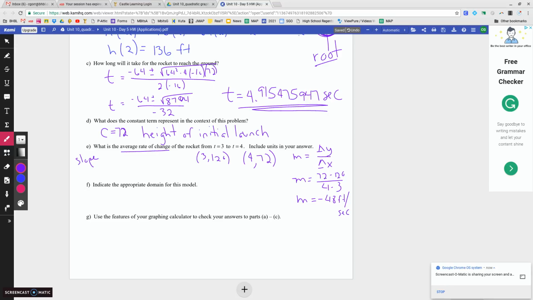Now, indicate an appropriate domain for this model. Where did I hit the ground? I started at 0, and I landed on the ground at about 5 seconds. If I want to be more specific, I could use that number specifically. And then letter G, check your answer with your graphing calculator. Hopefully that was helpful. Have a great day.